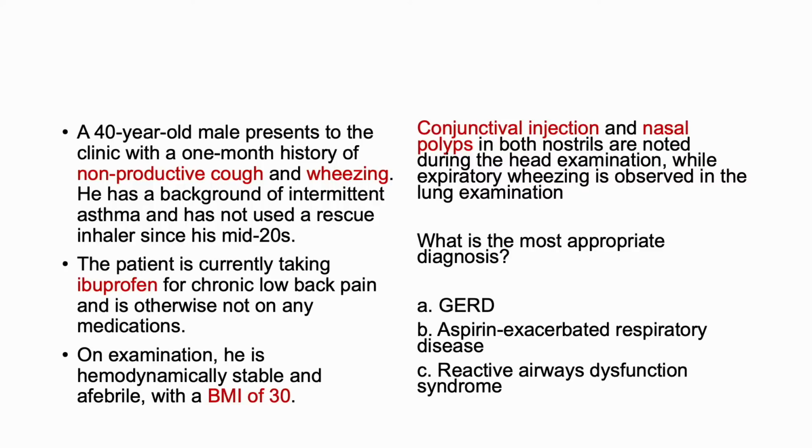This condition, also known as Samter's triad, is characterized by asthma and rhinosinusitis related to aspirin or NSAIDs. Symptoms include nasal congestion, nasal polyps with chronic rhinosinusitis, and severe late onset asthma. Late onset typically occurs in adolescence or adulthood. The pathophysiology involves overproduction of leukotrienes. The diagnosis is clinical and can be confirmed by history of symptoms exacerbated by aspirin or NSAID use.